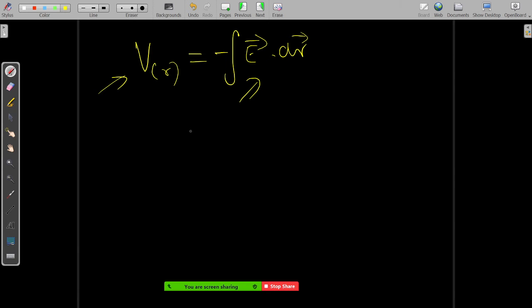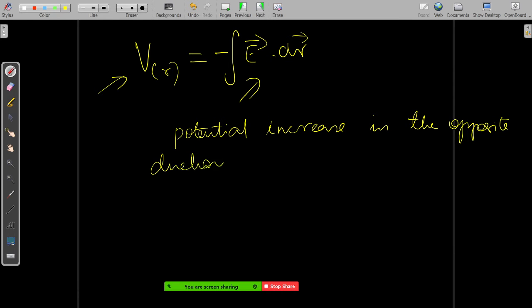First thing is, potential increases in the opposite direction of the electric field. This is one point you have to remember. You can remember something from the negative sign also. So for the sake of remembrance, I'm telling you that you can remember that potential increases in the opposite direction of the electric field.